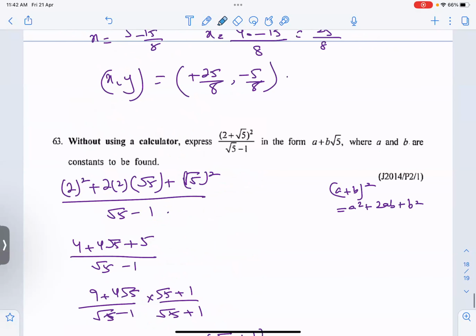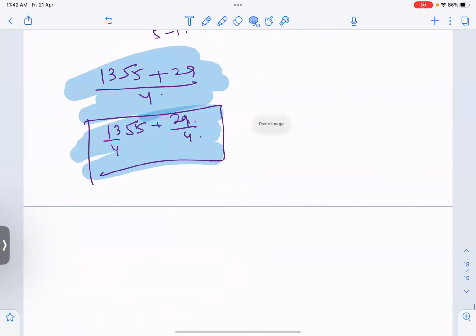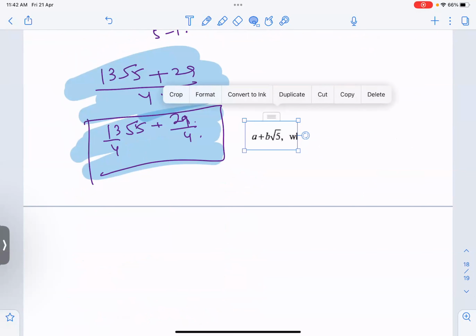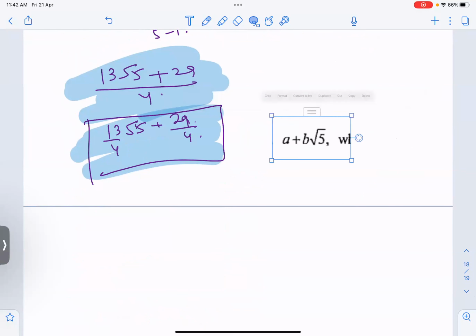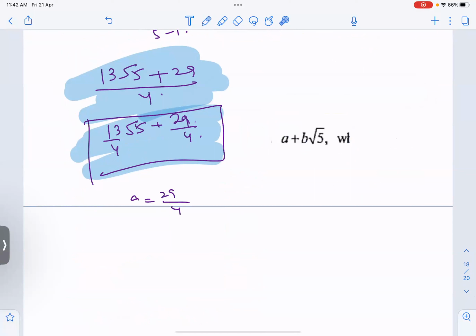If you compare, they've asked you to solve and write the answer in this form. If you compare it with this, in this case, the constant is a. Here, the constant is 29 upon 4. So you can write a equals 29 upon 4 if they ask you for the values. Otherwise, you can just leave it like that. And the b root 5, so root 5 is here. So the value of b is 13 upon 4. These are the two things.